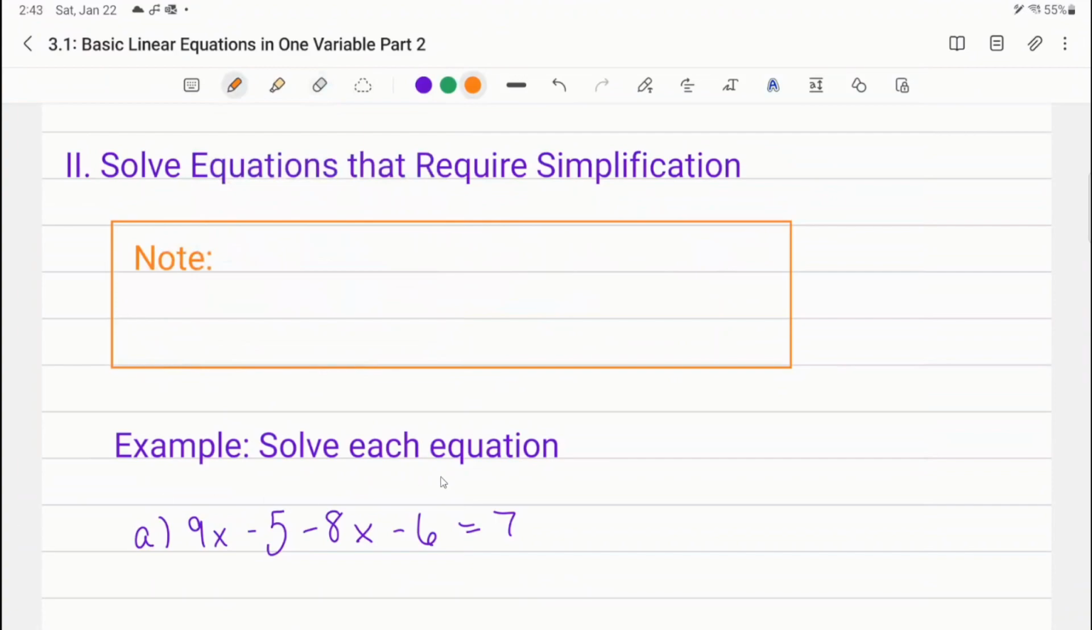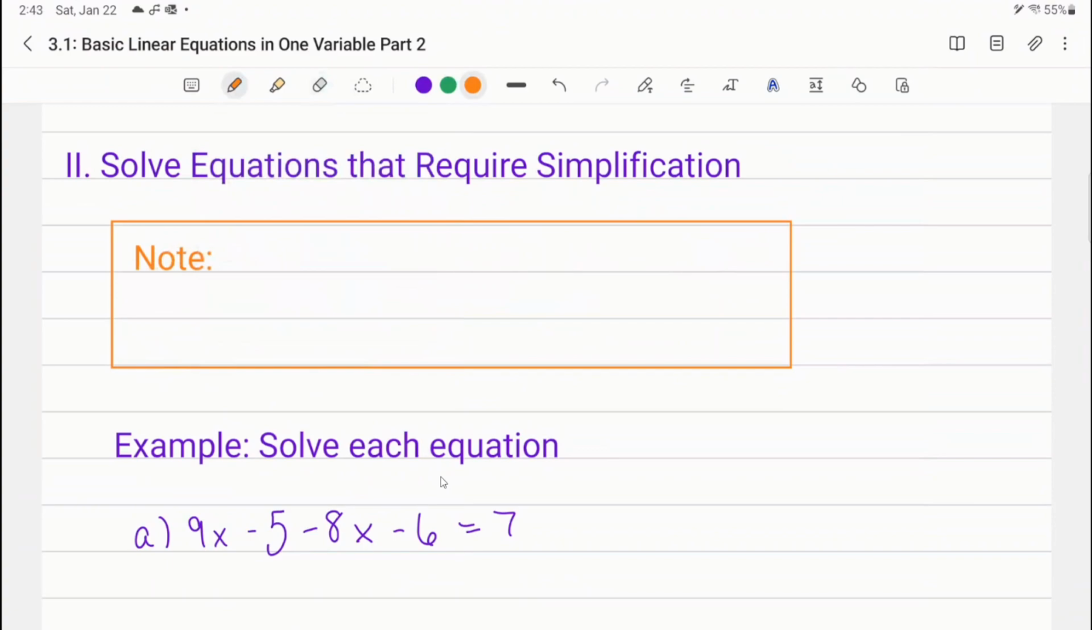Hello everyone, this is part 2 of 3.1 Basic Linear Equations in One Variable. We're still only going to be solving equations using the additive and subtractive properties at this point, but we might have to simplify the equation first before we can do that.